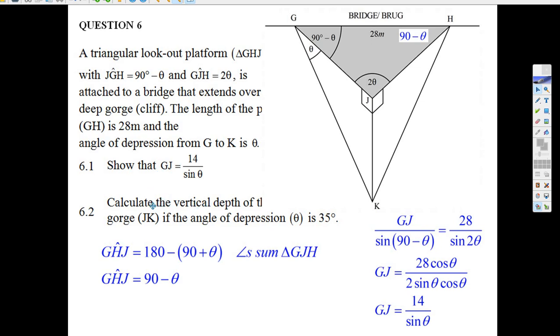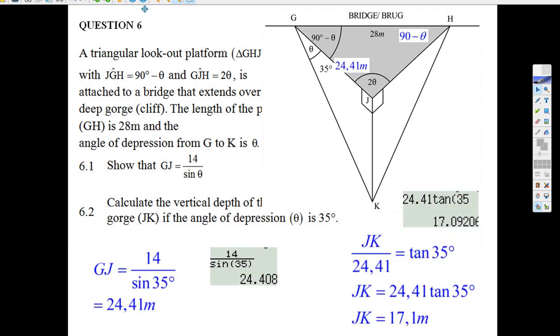Now, if that's all true, calculate the vertical depth of the gorge. This distance here, JK. So let's look and see how I did it. We're trying to find JK, but let's find GJ first. They're telling you theta's 35 degrees, so we can use this formula, 14 divided by the sine of 35 degrees.